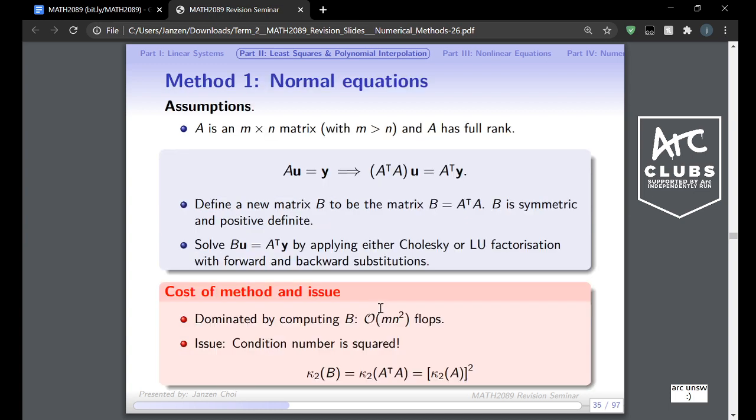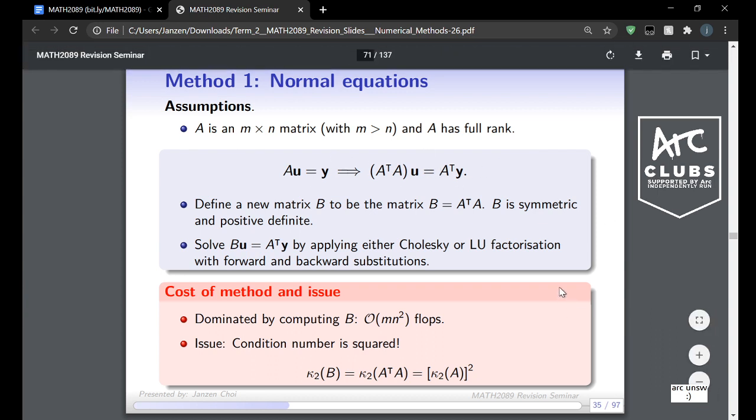Right, so for the first method, normal equations, we multiply both sides of the equation by A transpose, making the matrix on the left side symmetric and positive definite, because A transpose A. And so we can now use Cholesky factorization or LU factorization, and it basically makes the whole solving process a lot simpler.